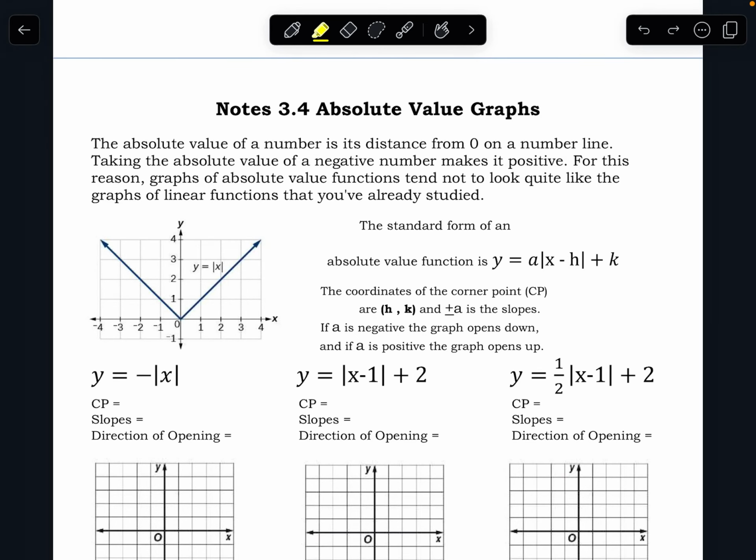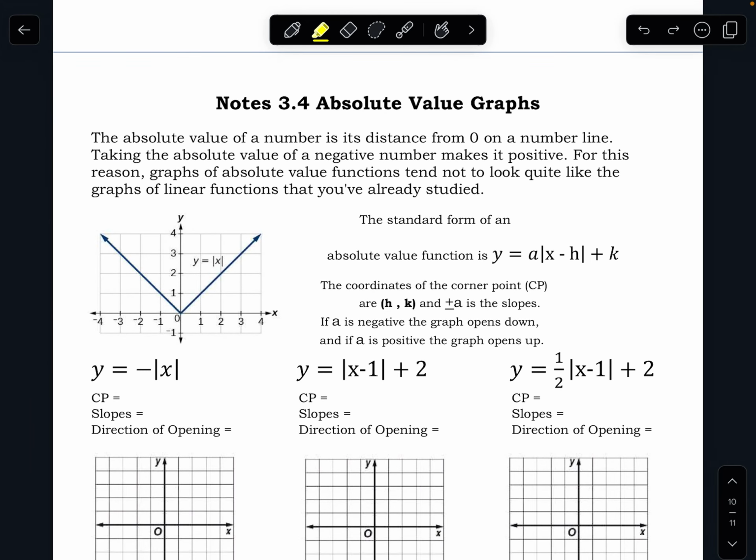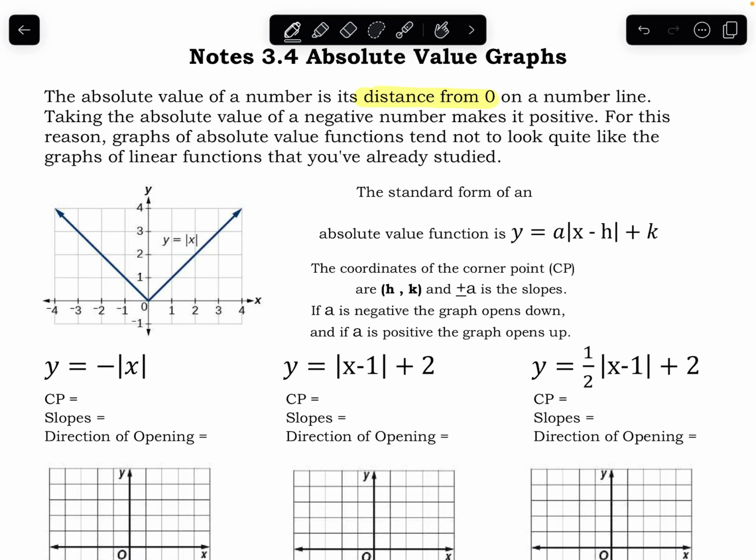All right, so in 3.4 and 3.5, we're looking at graphs of absolute value. And so when we want to graph this function, we have to remember that absolute value just measures a number's distance from 0. And so for the parent function, just absolute value of x, if I take the absolute value of 1, I would get a distance of 1. But if I take the absolute value of -1, I would also have a distance of 1. If we take the absolute value of 0, of course that would be a distance of 0.